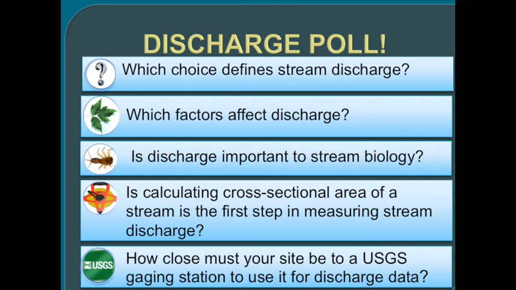How close must your site be to a USGS gauging station to use it for your stream discharge? It needs to be within ½ of a mile, so 0.5 miles would be the right answer.